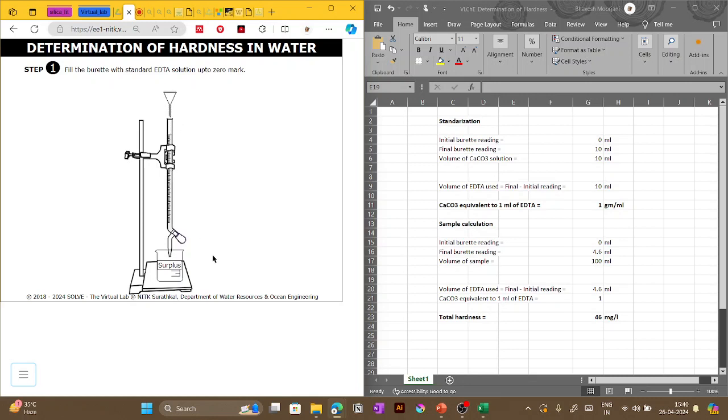Remove the funnel. Now take the sample into the conical flask.